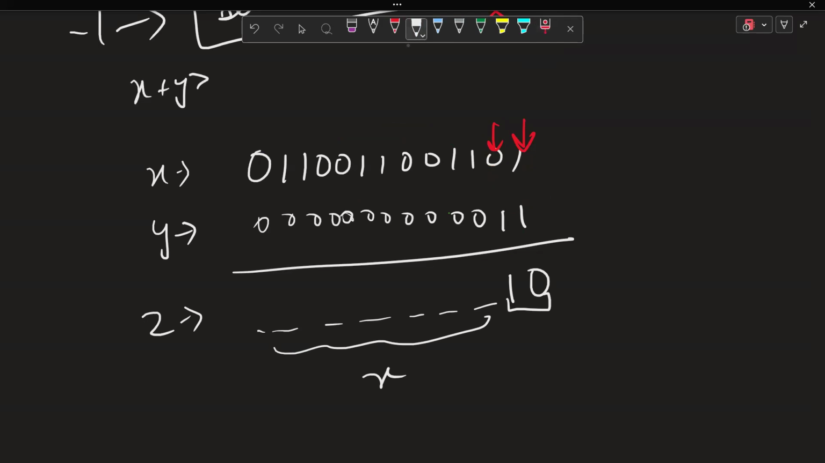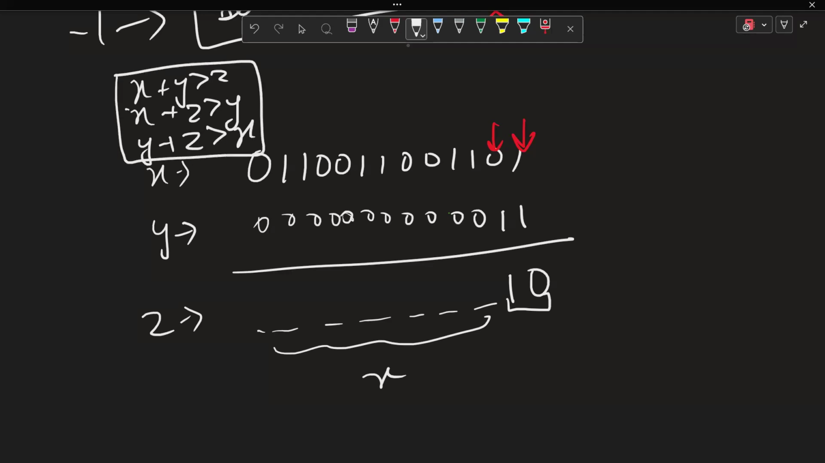That x plus y should be greater than z, x plus z should be greater than y, and y plus z should be greater than x. Okay, these are the three conditions that you needed to satisfy. So let's see what happens to the three conditions here.